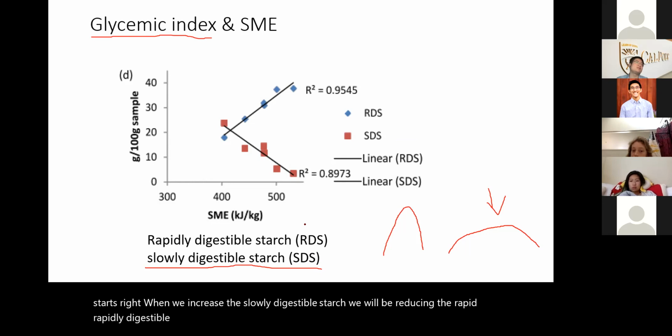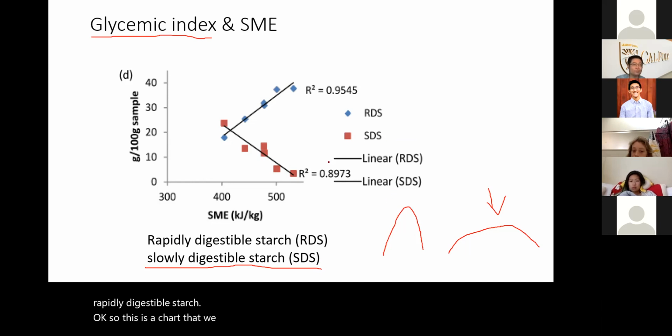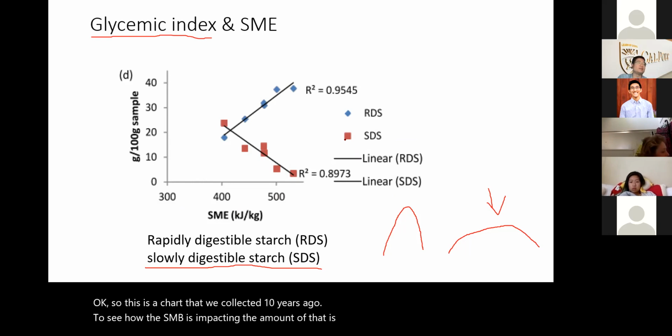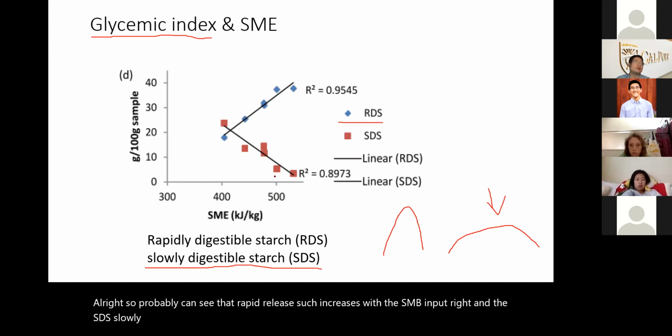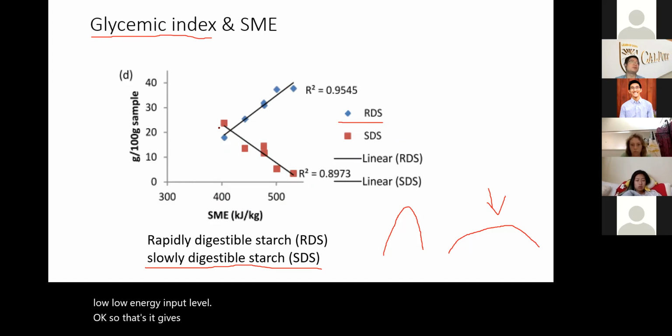This is a chart that we collected 10 years ago to see how the SME is impacting the amount of starch that is fast released and slowly released. You can probably see that the rapidly digestible starch increases with the SME input. And a high amount of SDS, slowly digestible starch, can be achieved at low energy input level. So that gives us another way to produce foods with different glycemic index.